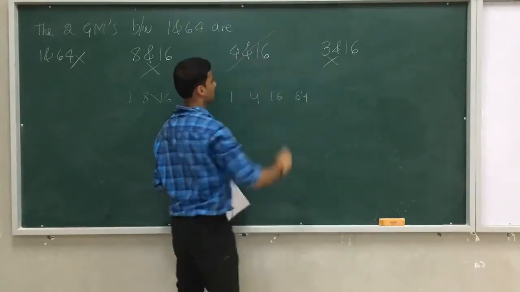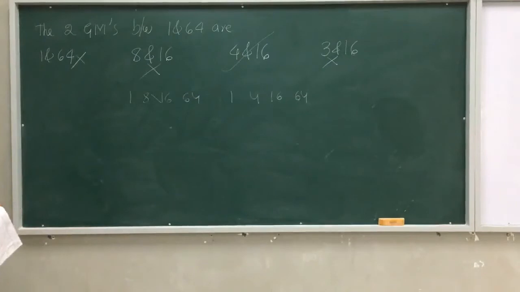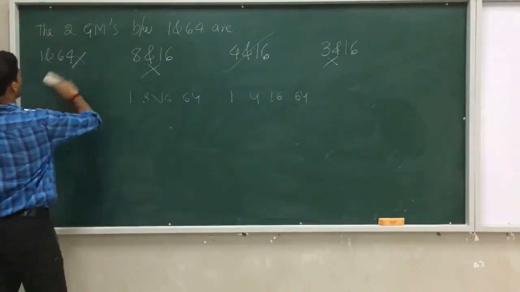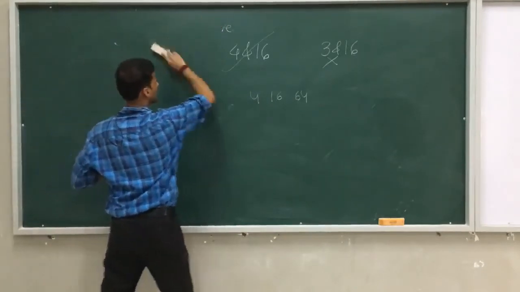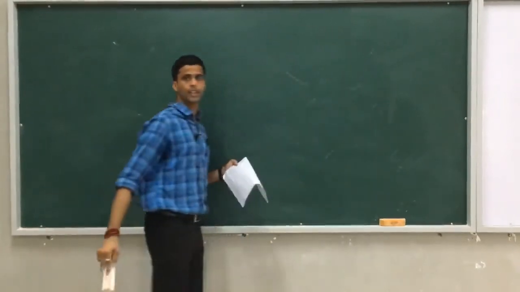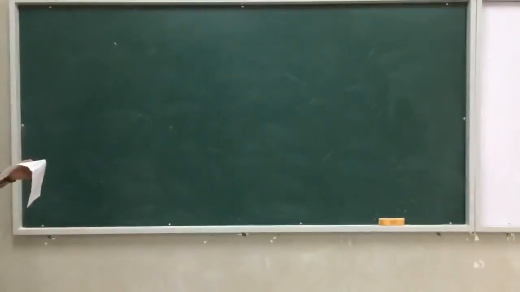So without doing any calculation, orally I can say 4 and 16 are the two geometric means between 1 and 64, because we learned how to do geometric mean calculation in a theory class. So no need to waste time when you have logic. So I can say 4 and 16, yeah, they have given 4 and 16 as option C.